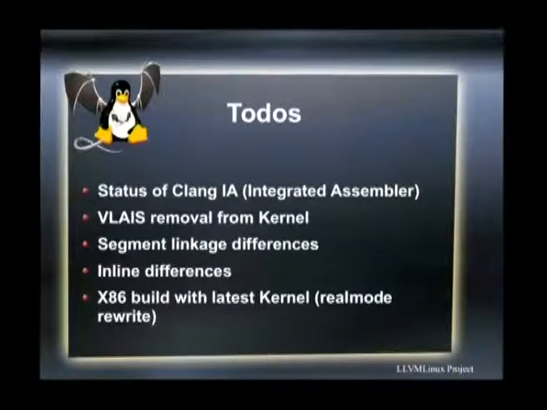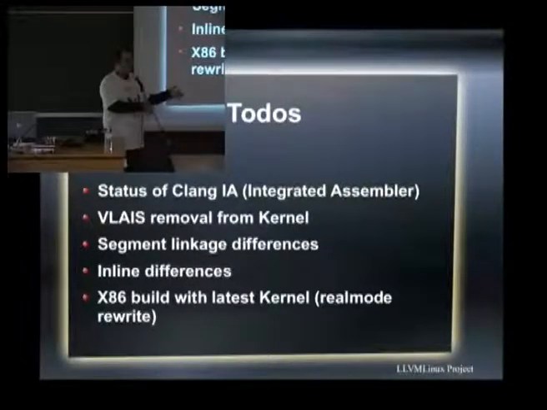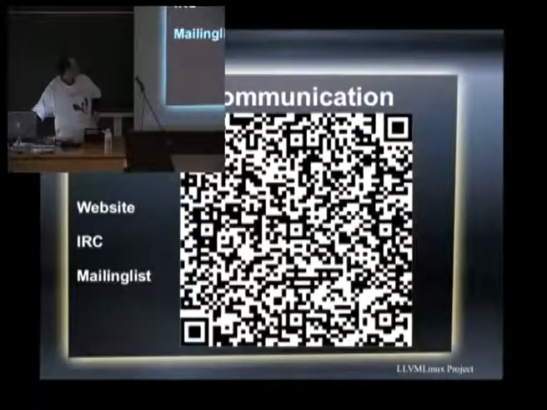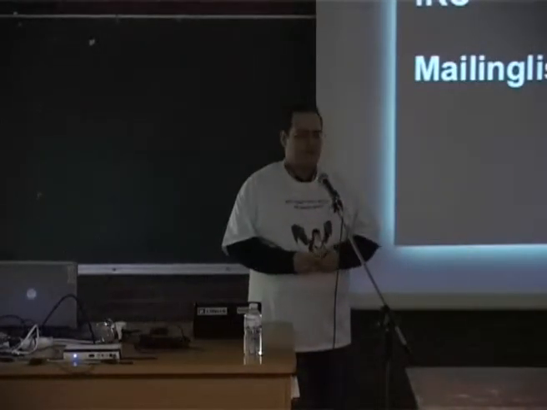Okay, so what do we have to do? Flags are a big problem for us. We are debugging segment differences: if you compile with GCC and if you compile with Clang, the output has a different style of linking. That's what we are debugging, moving x86 to mainline. Those are our current efforts. So if you have any more questions, drop by on IRC, check it out, and build it.